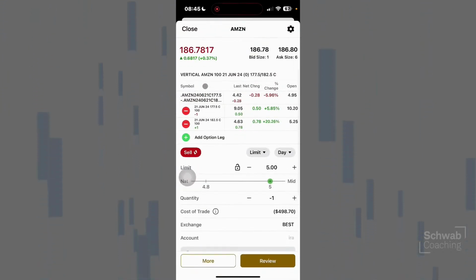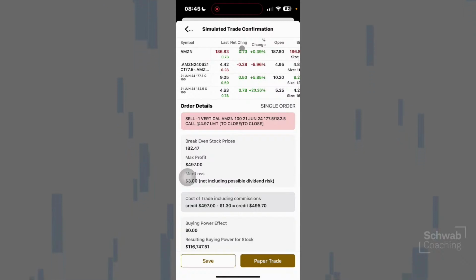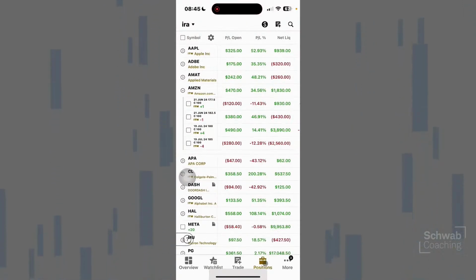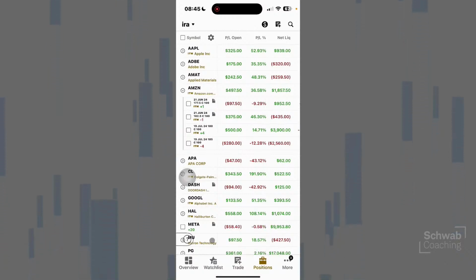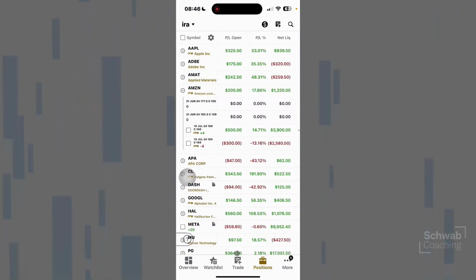Now it's going to bring up the order. Is this what you want to do? Let's say we want to do that, and we say review. Paper trade, we're on simulated trade. Yes, paper trade, yes. Send it. And we see at the bottom that view order. Now, notice it already filled. Where can we see where it filled?